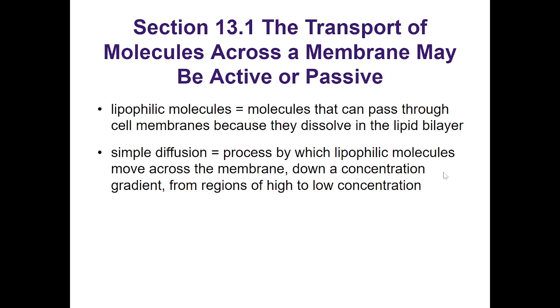Okay, now, so the transport of molecules across the membrane may be active or passive. Lipophilic molecules are going to be molecules that can pass through the cell membranes because they dissolve in the lipid bilayer. Simple diffusion will be the process by which lipophilic molecules move across the membrane down a concentration gradient from regions of high to low concentrations.